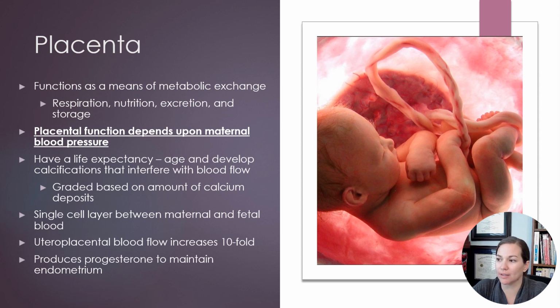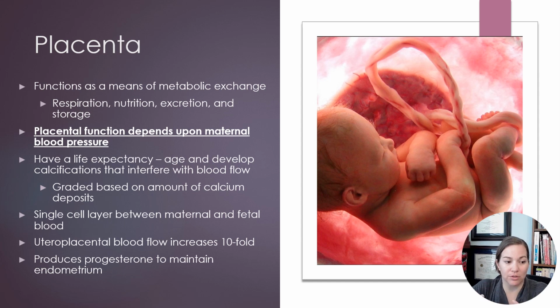The placenta is really amazing. The blood of the baby and the mom never cross, right? They never mix, and it's not the same blood or anything. But it's amazing because there's a single cell layer that separates the maternal and fetal circulation. I'll be able to show you that a little bit more on the next slide. Uteroplacental blood flow increases tenfold during pregnancy, and it also produces hormones in and of itself.